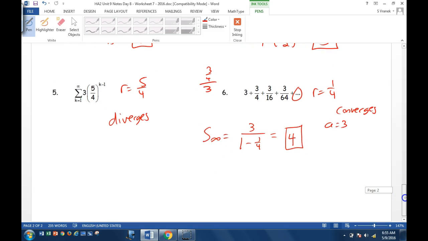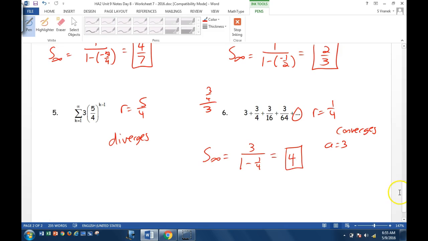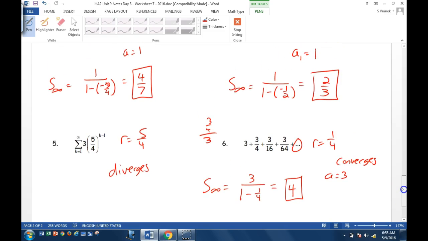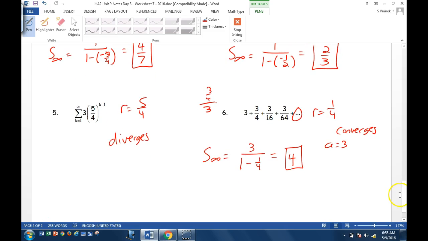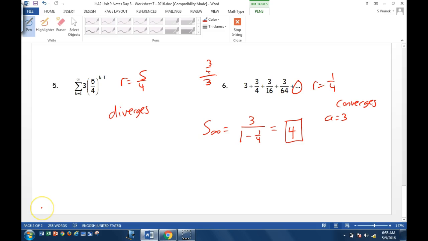So that's it. You just have to identify if it converges or diverges. And if it converges, use the simplified formula to figure out what the sum approaches as you go to infinity. All right, and that is it for the year.